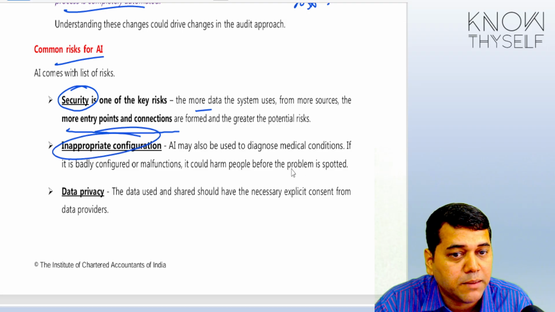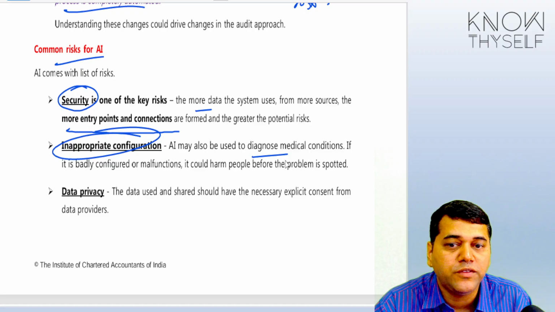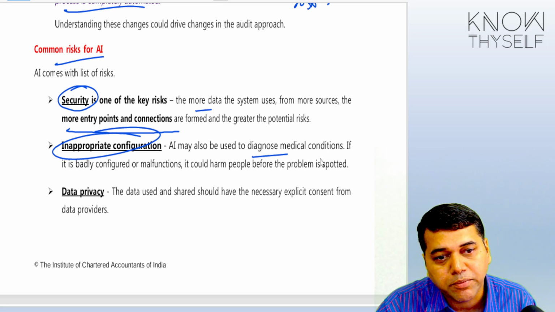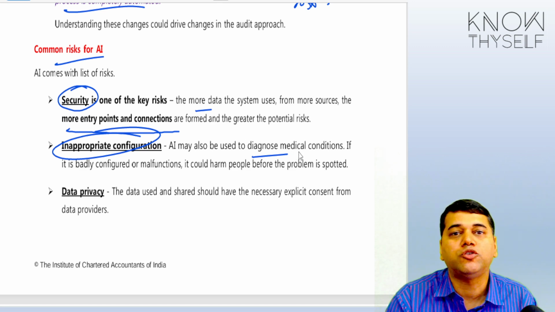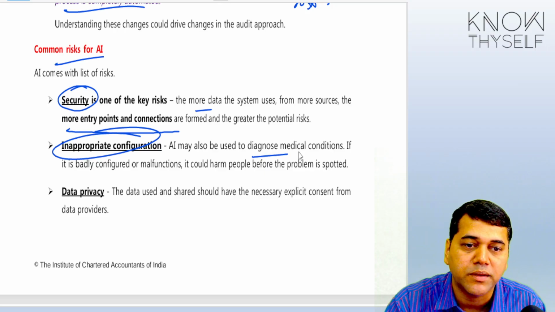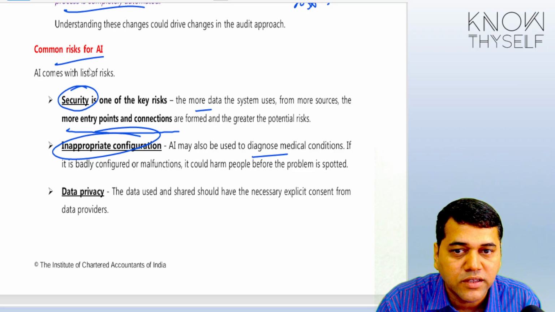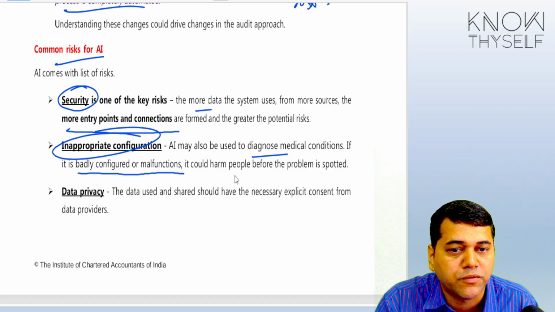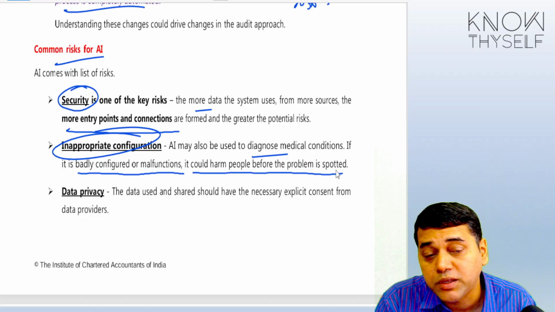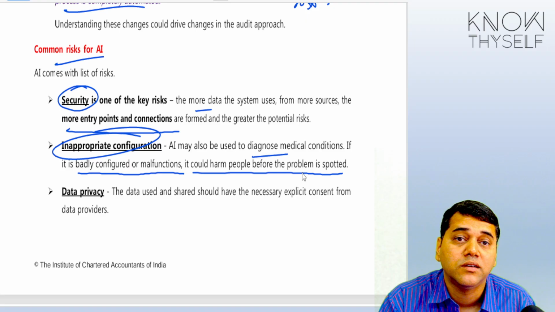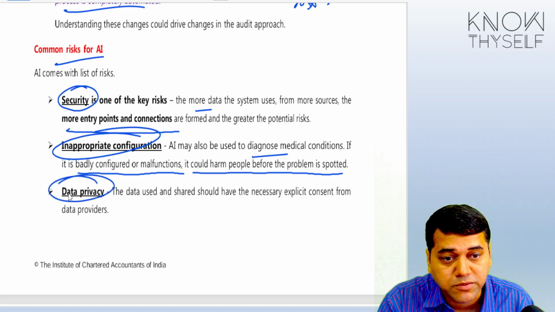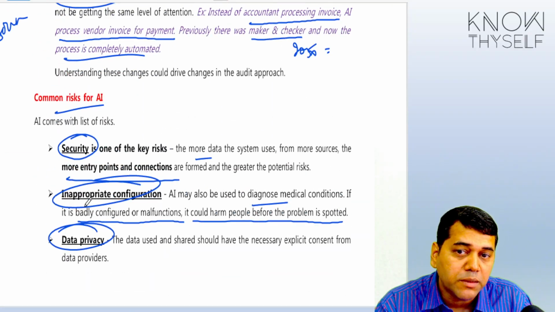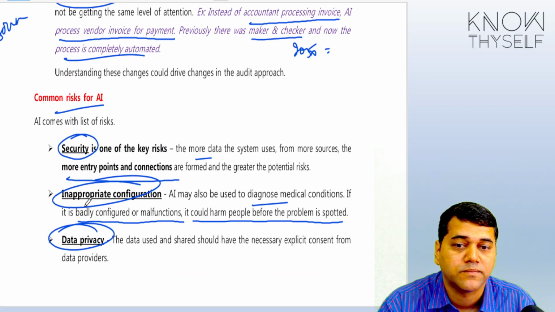Inappropriate configuration can happen. Like medical: I was not supposed to take that tablet, but because of inappropriate medical configuration, ChatGPT told me to take it, and because of this some other problem came. Oh, who is responsible now? This is the risk now associated. If it is badly configured or malfunctions, it can harm people before the problem is even spotted. Now, data privacy is the biggest problem, because your data may be on the internet. So these are the three problems associated with AI.